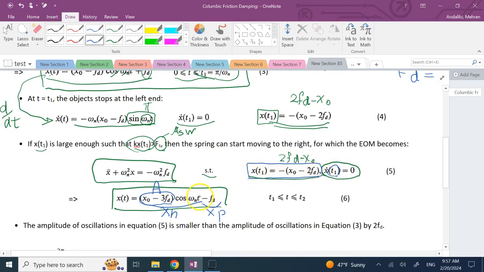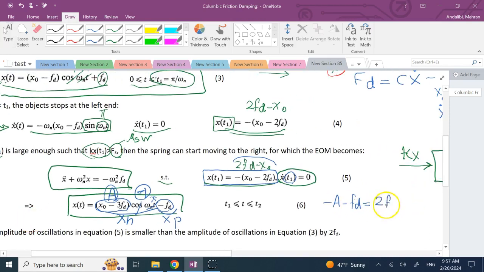Okay, which it is, and x at time t1 should be this. So when you plug in t1, as you remember, omega n t1 becomes pi, so that whole cosine becomes -1. So -1 times a minus fd should be 2fd, right? Should be equal to 2fd minus x0. So if you take this to the other side, it becomes 3ft. If you negate it, it becomes x0 minus 3ft, and that is exactly this one that you can see.